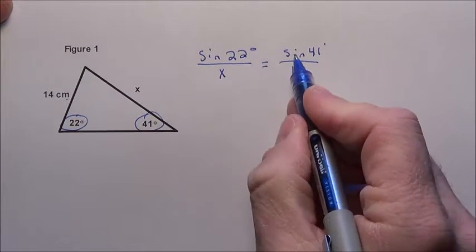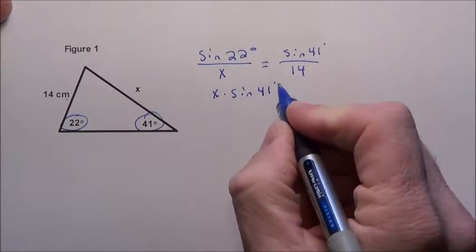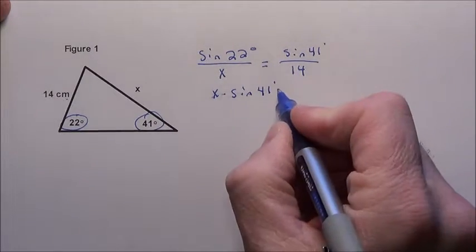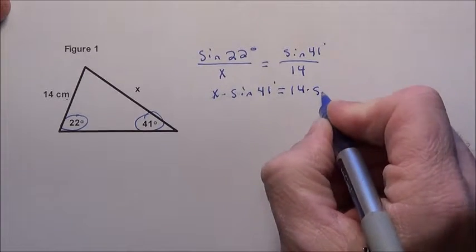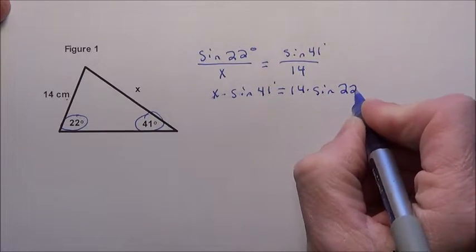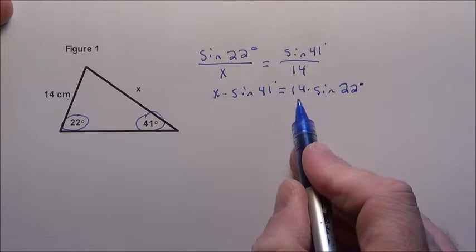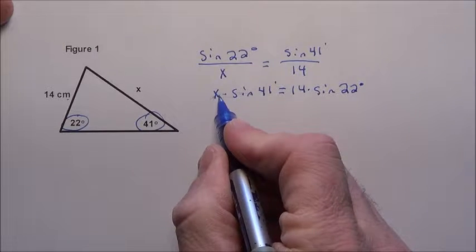Now I'm going to do x times the sine of 41 degrees, because remember, means extremes says these multiplied equal those multiplied. So x times the sine of 41 will equal 14 times the sine of 22 degrees. Now, a lot of people go ahead and start pulling out the calculator. Don't do it yet. There's no need to multiply that and get some number here. I'm still trying to get x by itself.